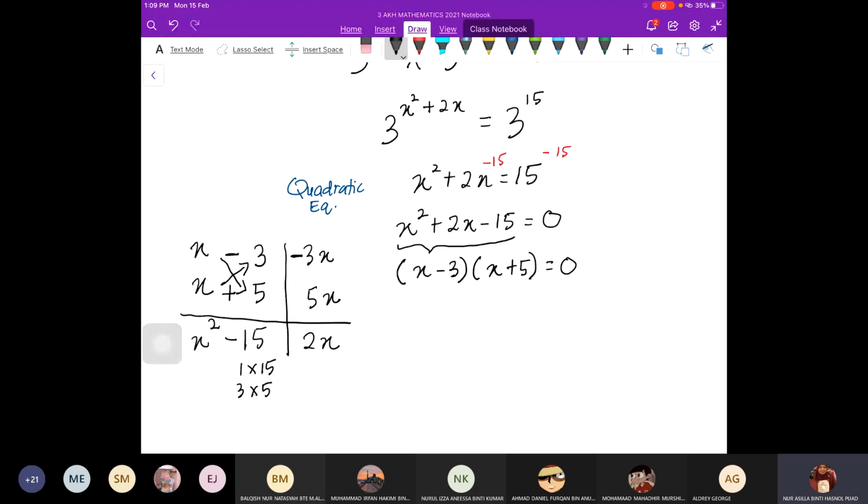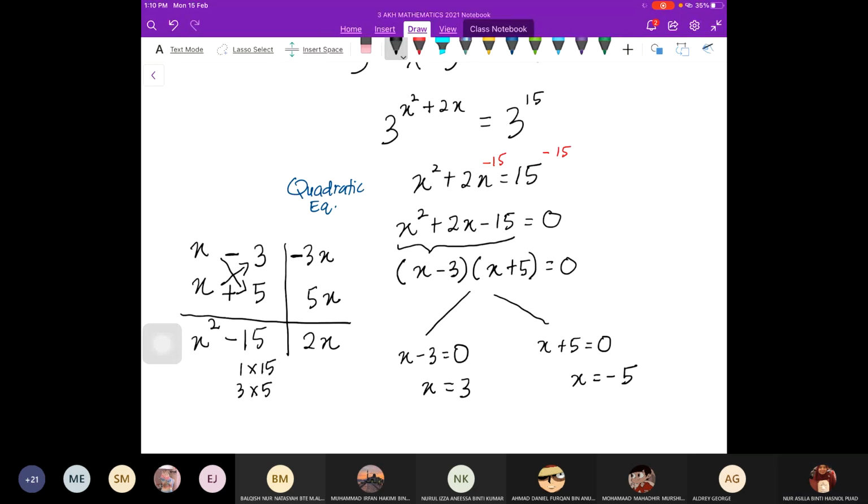Okay, dah jadi macam ni. We separate into 2. So x minus 3 equals to 0. So x plus 5 equals to 0. So x is equals to 3 and x is equals to negative 5.